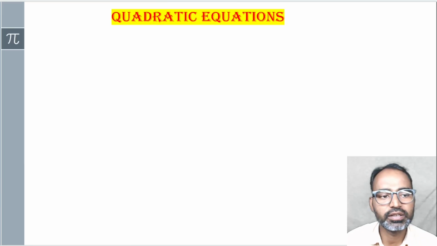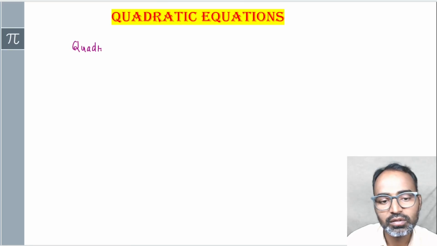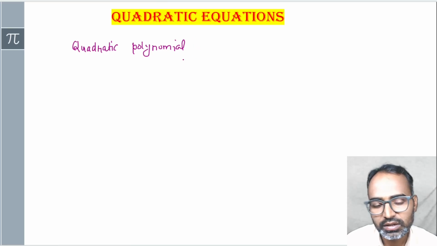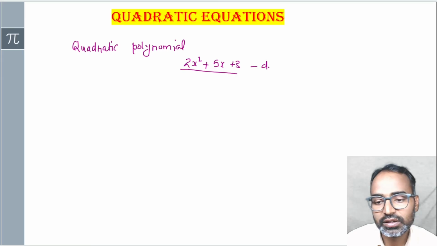Before discussing quadratic equation, we will understand what is quadratic polynomial. Quadratic polynomial is defined as the quadratic algebraic expression where the degree is 2. For example, we can write 2x square plus 5x plus 3. This is the example of quadratic polynomial where the degree is 2.